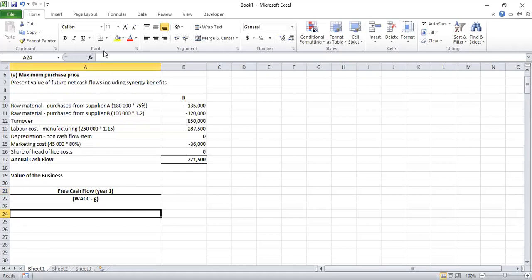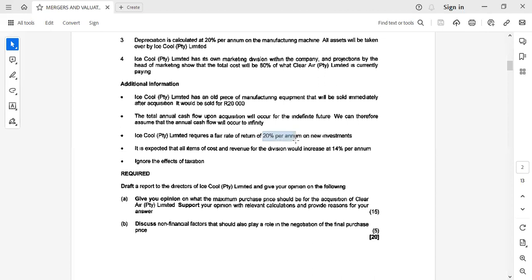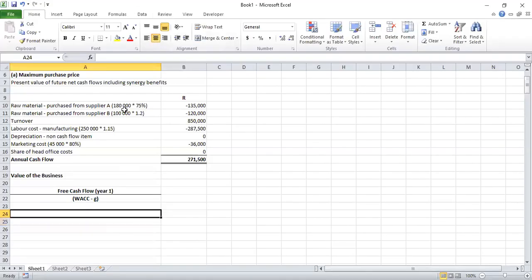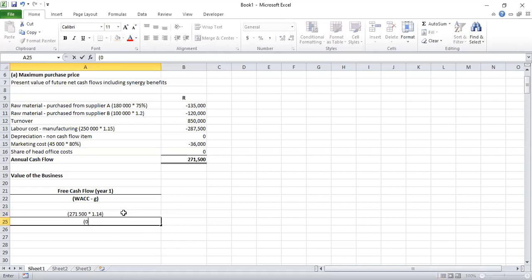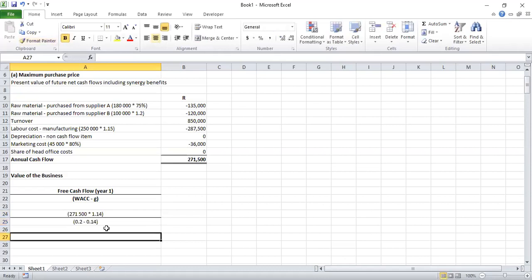So we know that Ke is the fair rate of return that is expected, the cost of capital, 20%. Our g is 14%. So to find the value of this business, we're going to say $271,500 multiplied by 1.14 divided by 0.2 minus 0.14. What do we get?